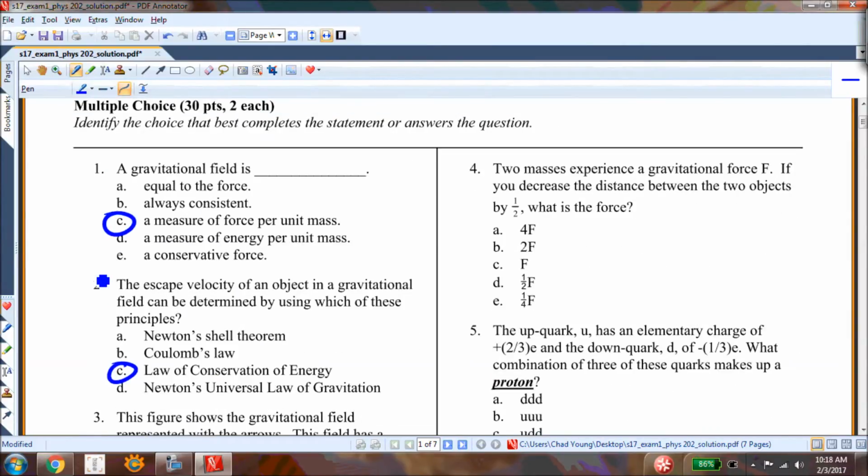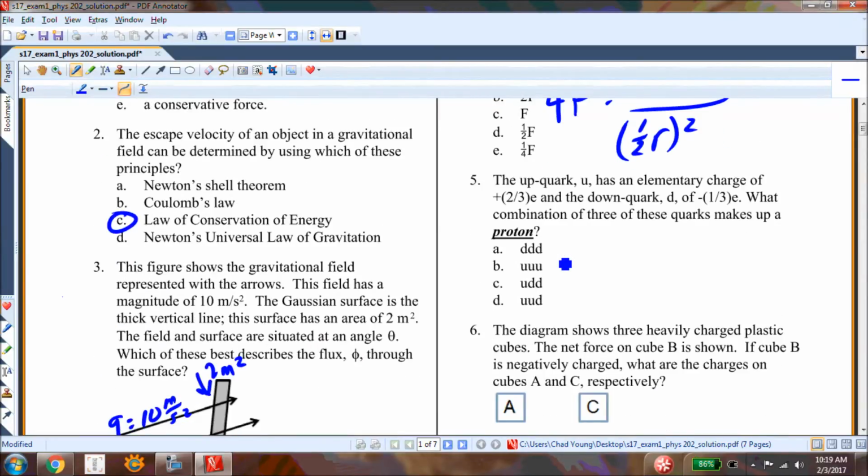Here, two masses experience a gravitational force. What happens if you bring them closer together? Well, if you bring two masses closer together, you get a bigger force, and in this case, it'll be 4 times the force. It's that whole inverse square thing.